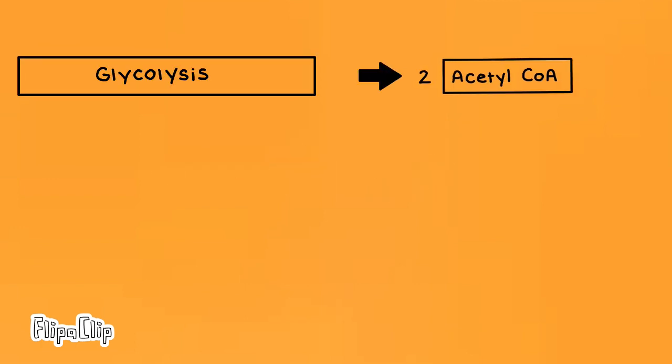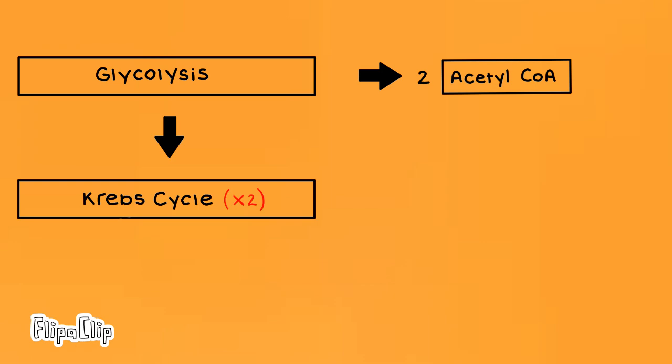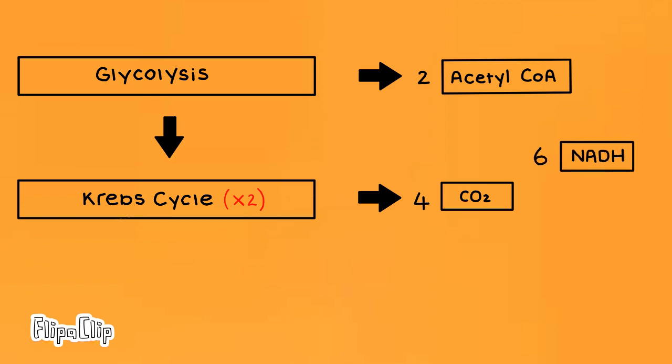During glycolysis, 2 molecules of acetyl-CoA are formed, enough for 2 cycles. Therefore, the 2 molecules of acetyl-CoA are metabolized into 4 molecules of carbon dioxide, with resultant generation of 6 molecules of NADH, 2 molecules of FADH2, and 2 molecules of GTP.